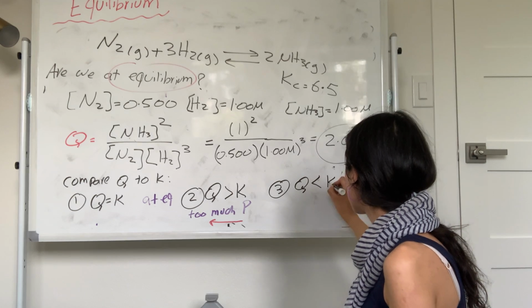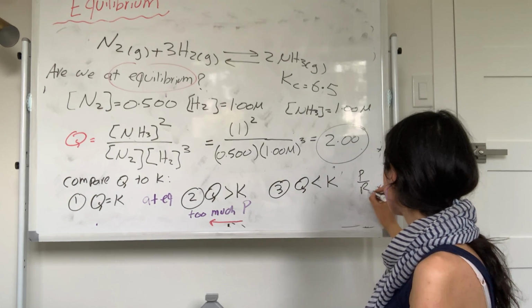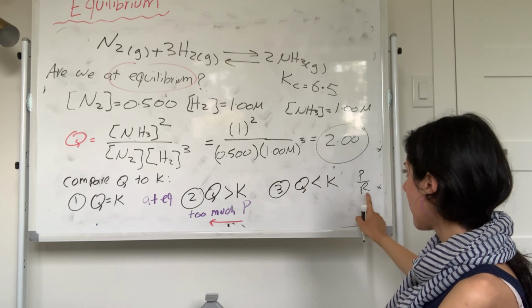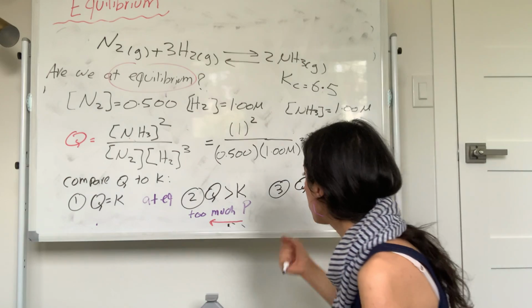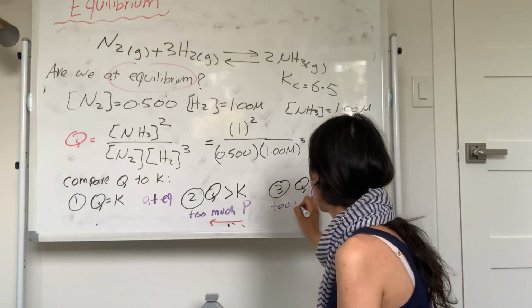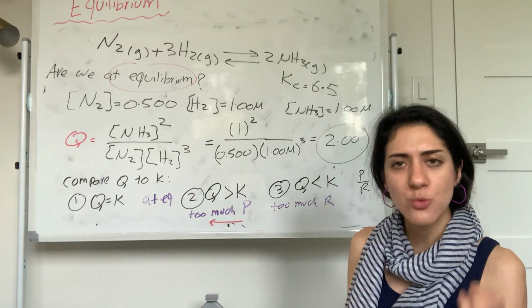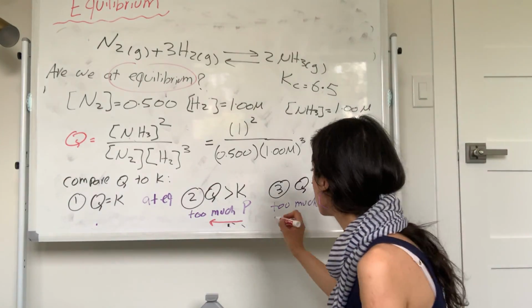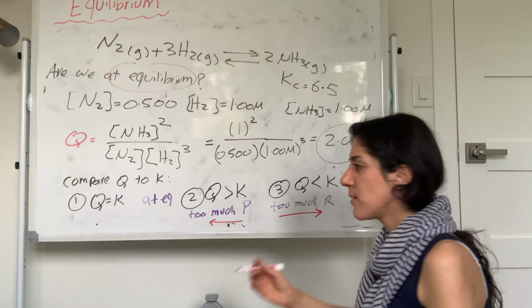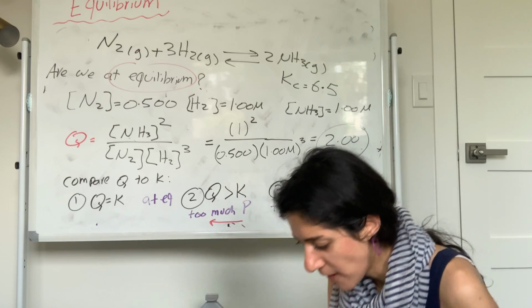Q less than K. Again, it is product over reactant, right? So if Q is small, that means I have too much reactant. If I have too much reactant, what should it be? The equilibrium should shift to the product to balance it out, to reach a stable state. Work it so far? Okay.